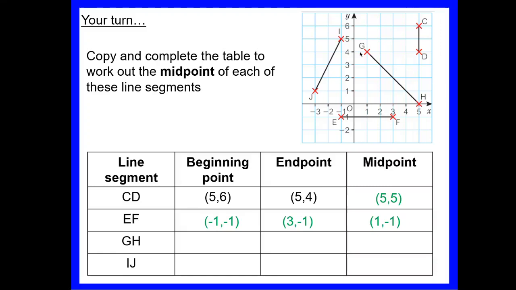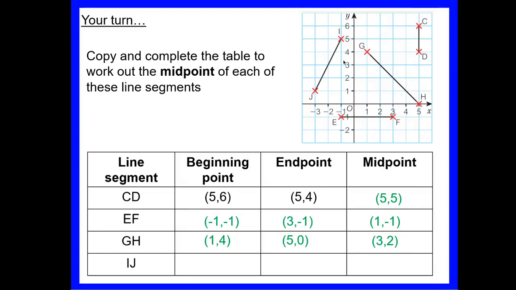G and H, that's this line here, so let's start at G, and we've got 1 across and 4 up. H is at 5 across and 0 up and down. And the middle, so now we've got diagonals, so I've got 1, 2, 3, 4 diagonals, half of 4 is 2, so I'm going 1, 2 diagonals, so that puts me here, so that's 3 across and 2 up, so 3 for X and 2 for Y.